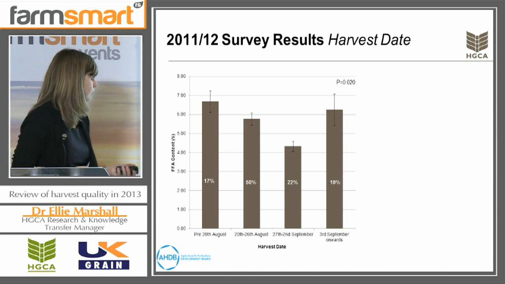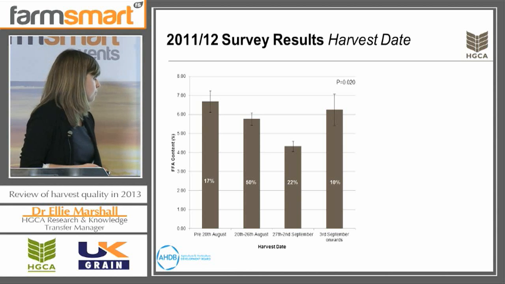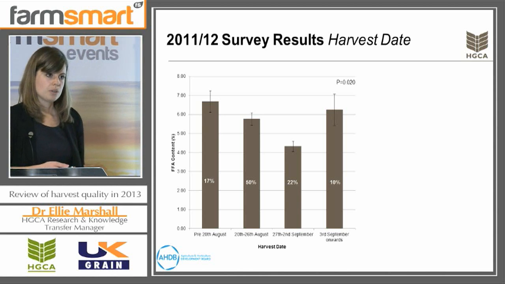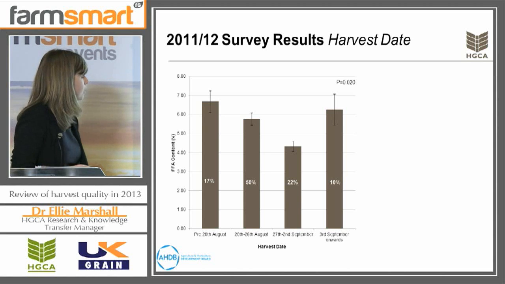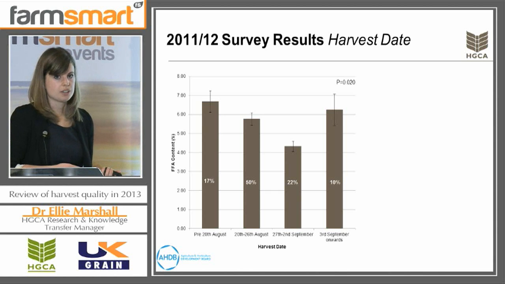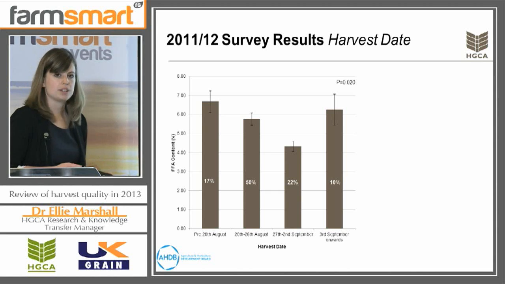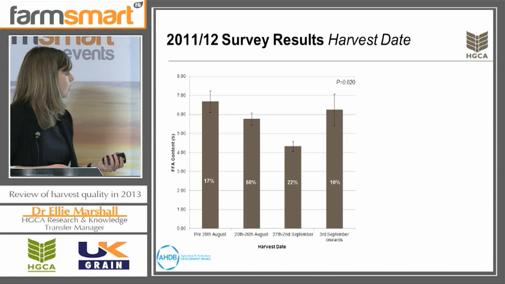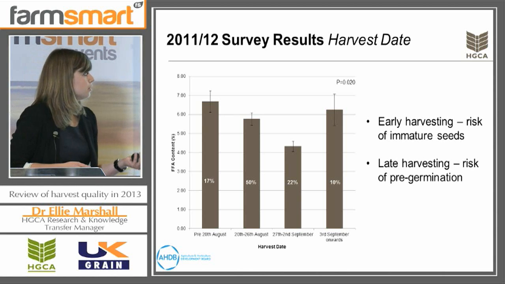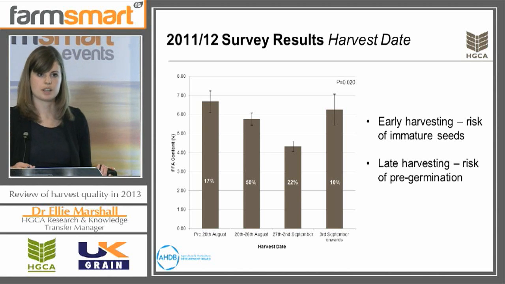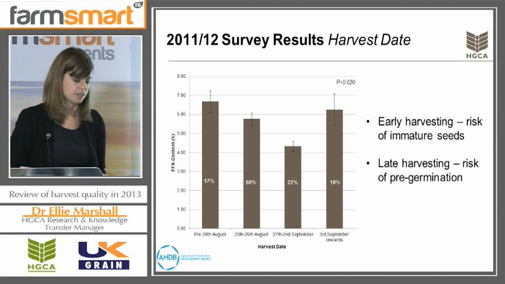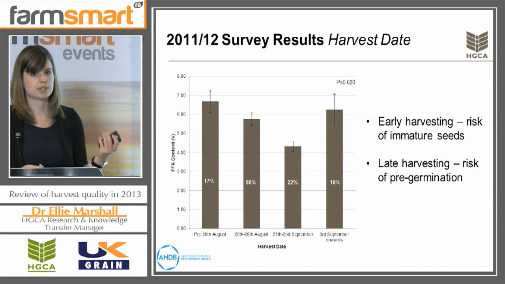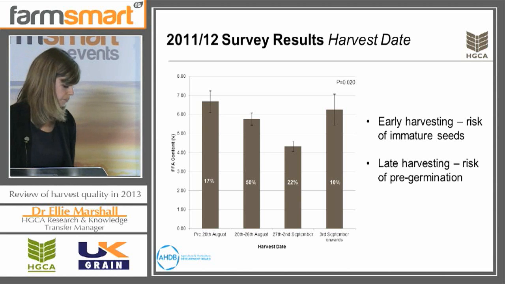So in this preliminary study, we identified harvest dates had an impact on the free fatty acid content of the rape. We see that those harvested pre-August the 20th, or from the 3rd of September onwards in the 2012 year, gave an increase in free fatty acid content compared to those within that range. We believe that this could be due to, in early harvesting, giving a risk of immature seeds, and late harvesting, there's the risk of pre-germination. And this is encouraging, as this backs up some of the scientific research that we saw earlier.